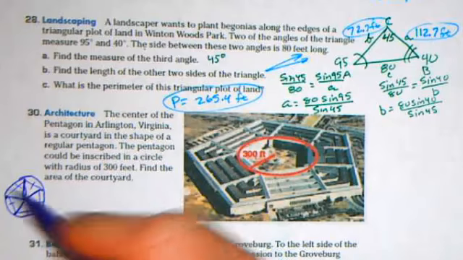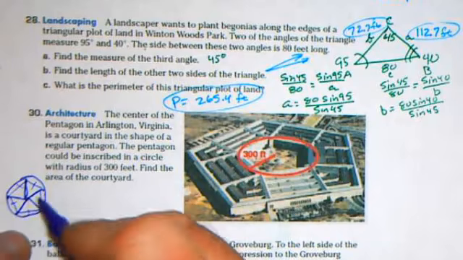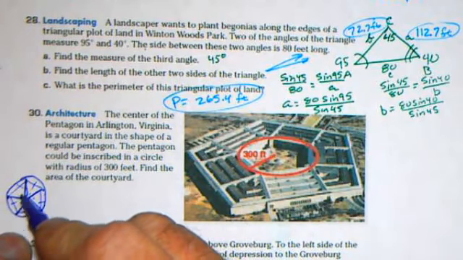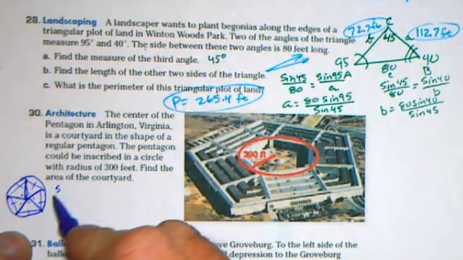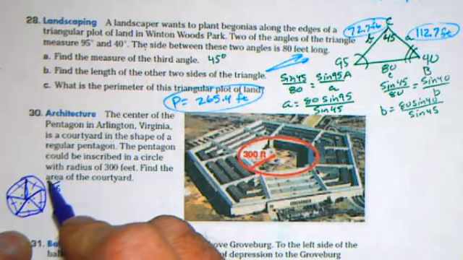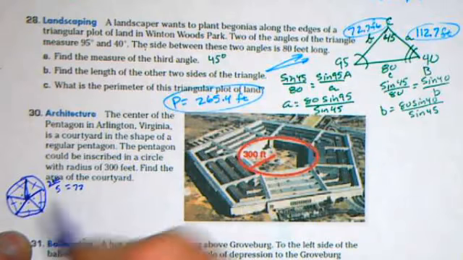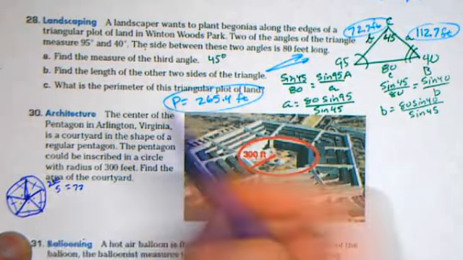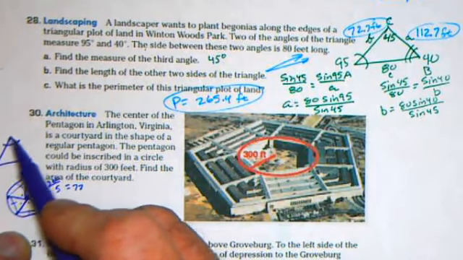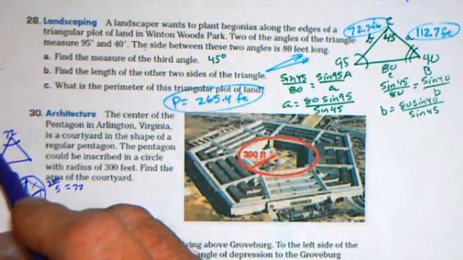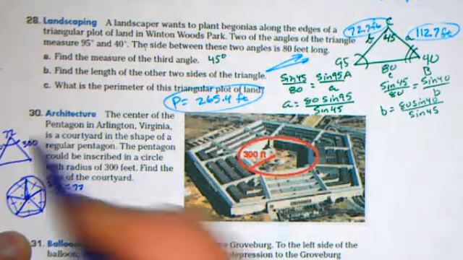Since this is a regular pentagon, each one of these triangles is congruent, and each one of these angles is congruent. We have 5 angles that all together make up a circle. So if we divide 360 by 5, we get 72 degrees. So each one of these central angles is 72 degrees. If I just sketch a version of the triangle, we've got a 72 degree angle there, and each one of these sides is 300.